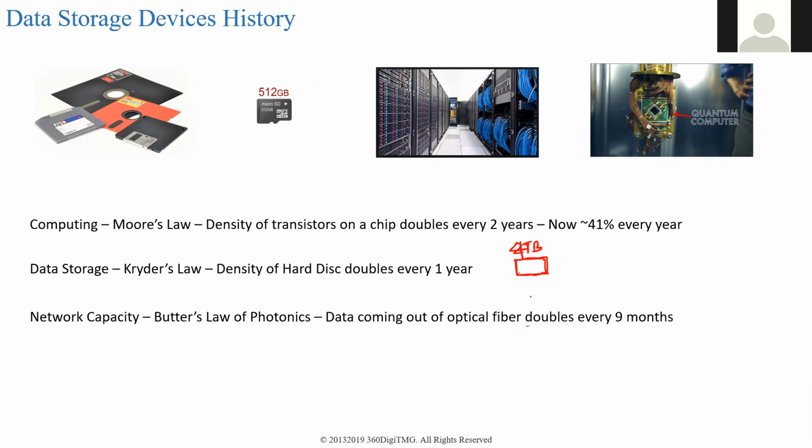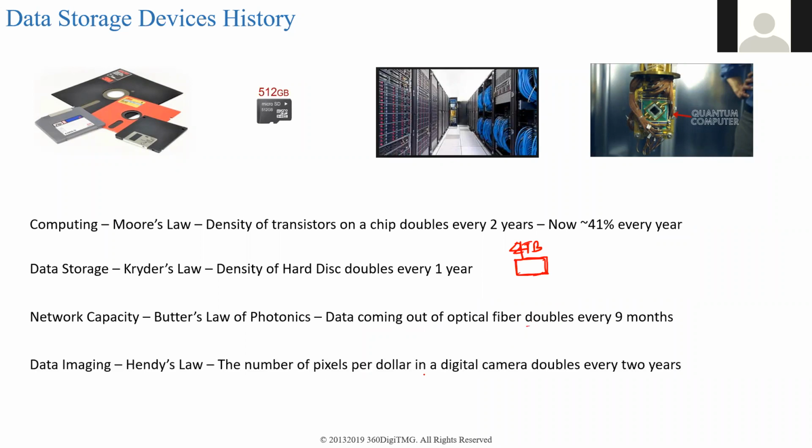Then, network capacity. Data capacity is doubling every 9 months using something called optical fiber. And the number of pixels per dollar in digital cameras is doubling. That means the quality of images is increasing. As the quality of images increases, people will resort to taking more and more images. That means image analytics would be at its peak.